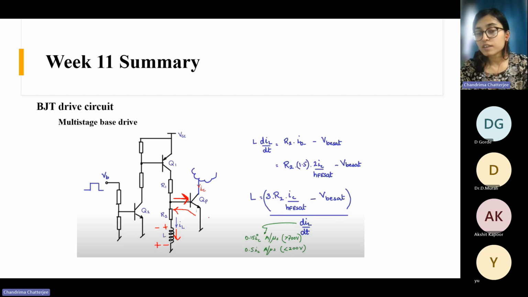In that way, you can make the turn off process faster and you can incur a lesser amount of loss. So that's why this inductor is sometimes connected.